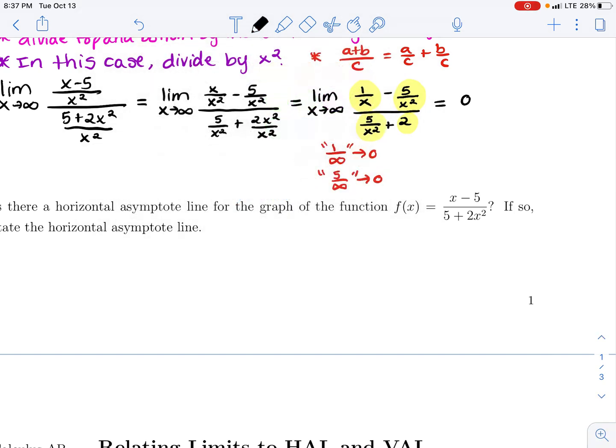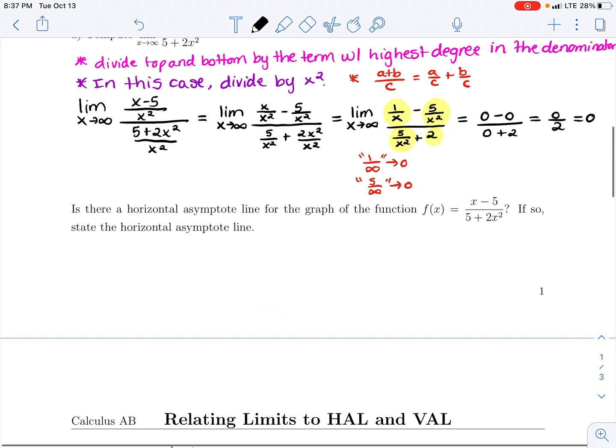Okay, so now I have 0 minus 0 over, well, I have the same thing again in the denominator, 5 over x squared. We just said that that's within the limit. I have 5 over infinity, and so we know that that just goes to 0, and so the limit there is 0. And then plus 2. And so here I have 0 over 2, which is equal to 0. And so now I've computed this limit.